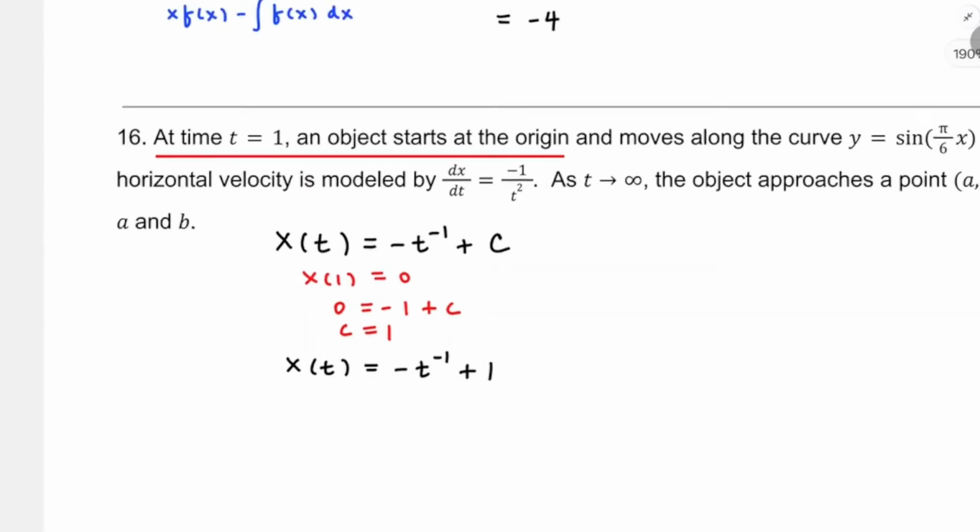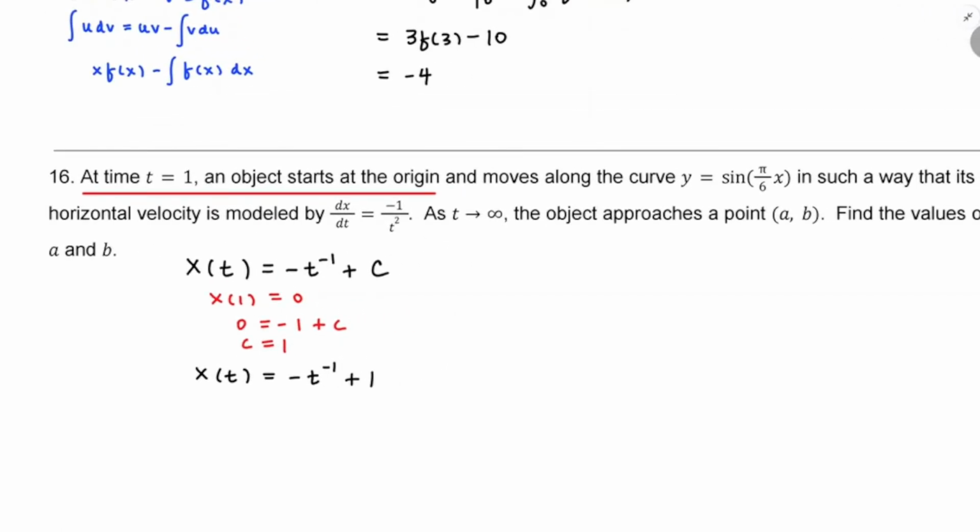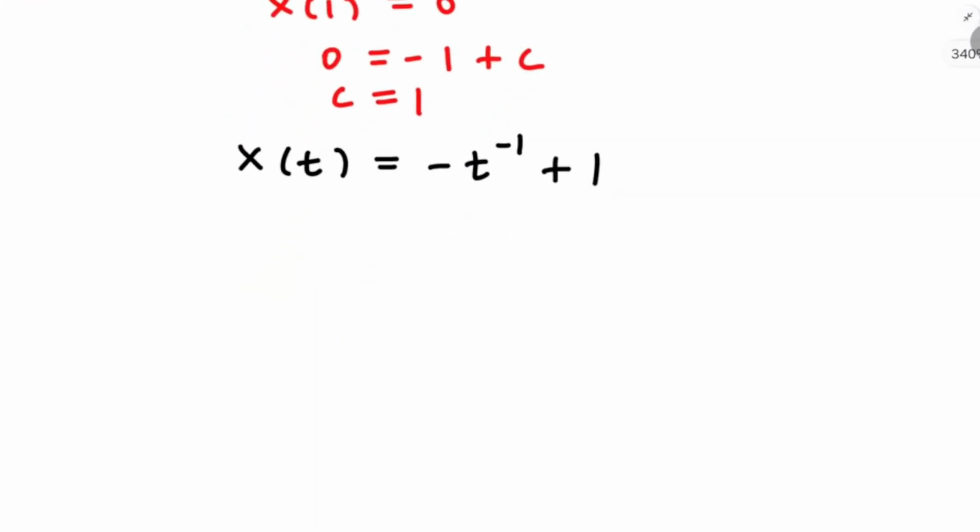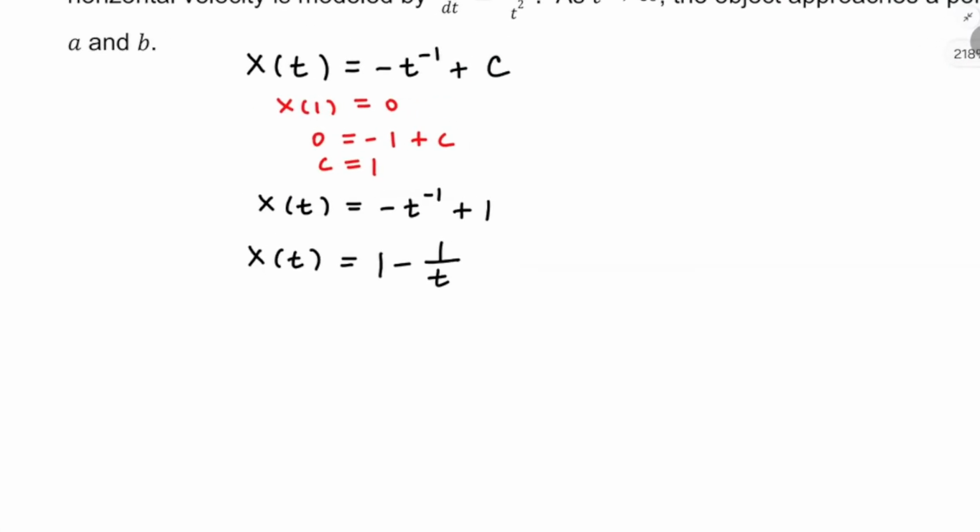And then as t approaches infinity, the object approaches a point A, B. Well, A, I think, is just going to be the limit of x of t, whatever happens to the x-coordinate as t approaches infinity, so it looks like A is approaching 1. I'm going to consider the limit as t approaches infinity of x of t. That's going to equal 1. Okay, that gives me a equals 1.